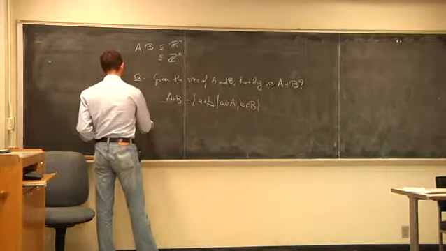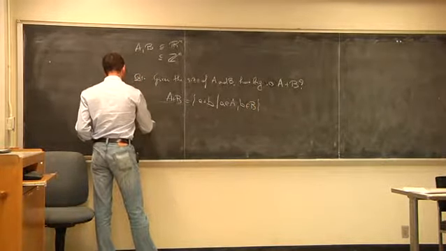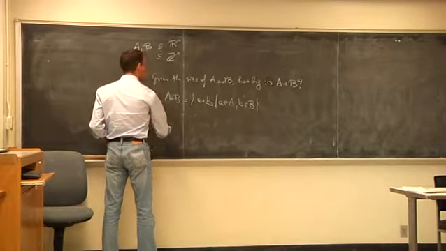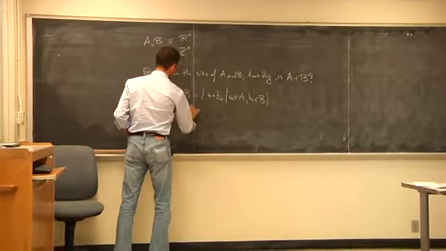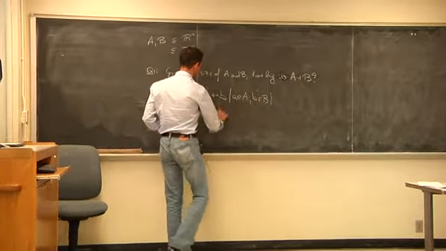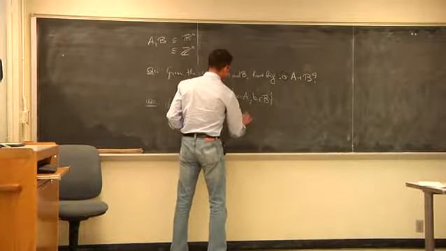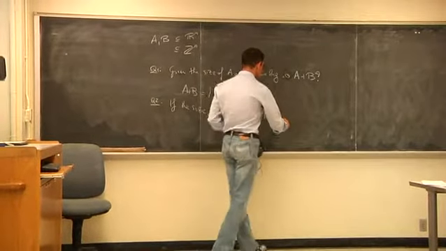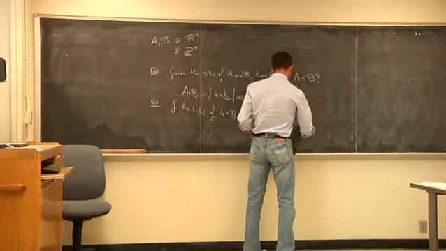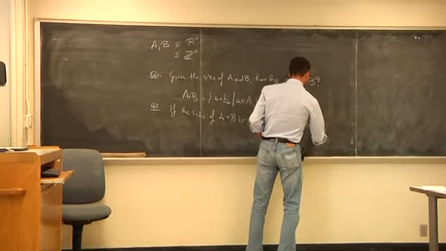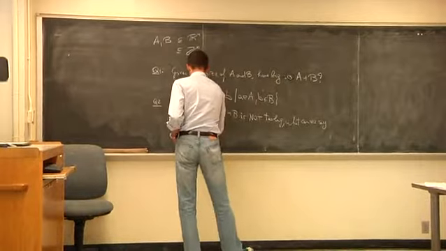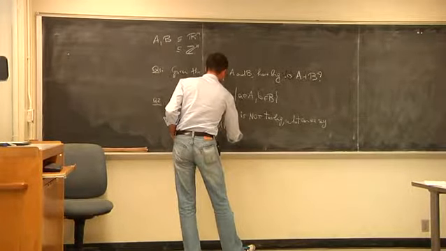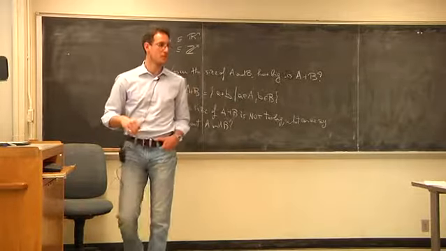And in addition, this is, if you want, question one. And question two is, if the size of A plus B is not too big, what can we say about A and B? So this is a very general, vague question.